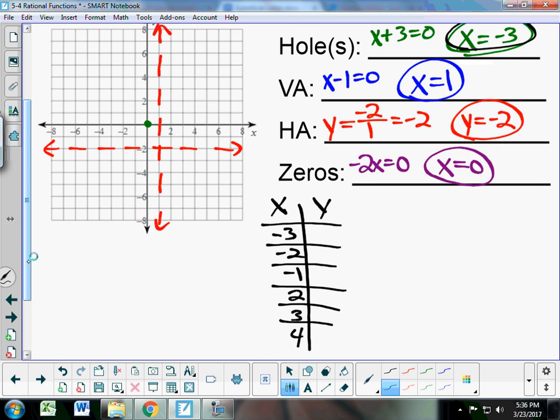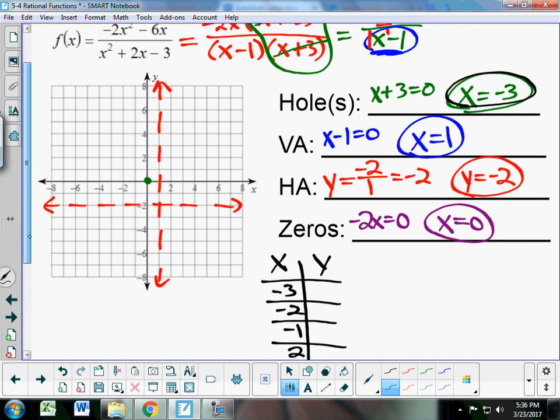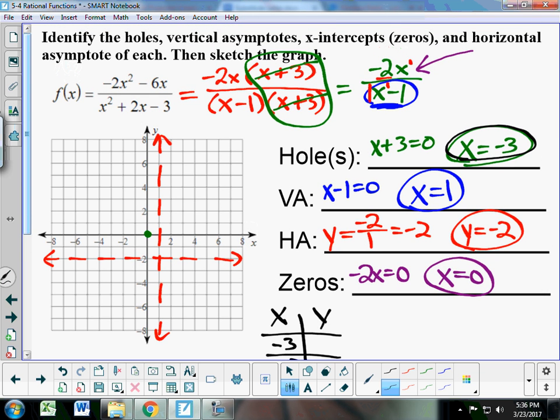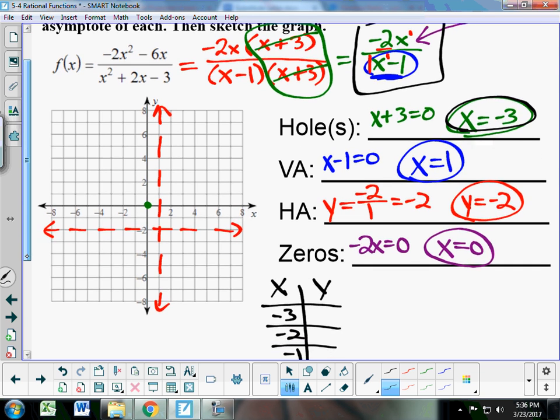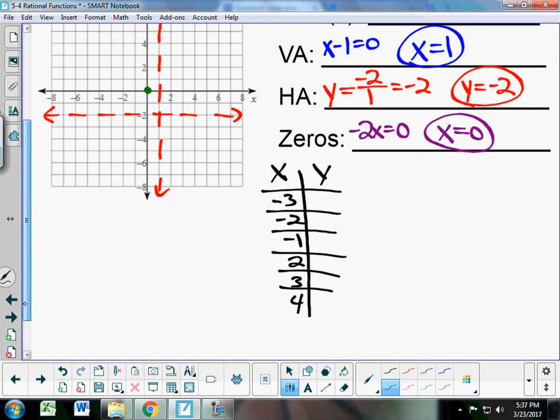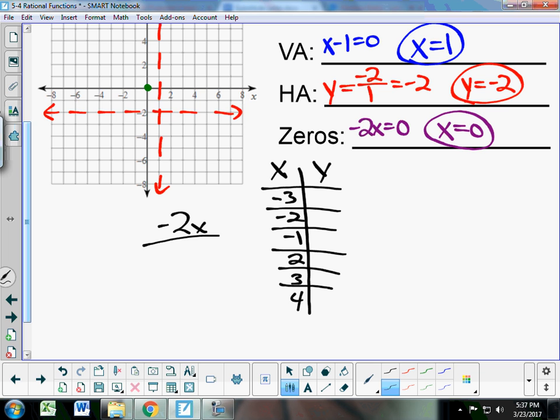So when we plug in negative 3, we're looking at our simplified version up here. Now I did a lot of writing up there, so I'm going to rewrite that. Negative 2x over x minus 1. Write that over there, so I don't have to keep scrolling up and down. Okay, so now it's about simplifying by plugging these x values into this function.